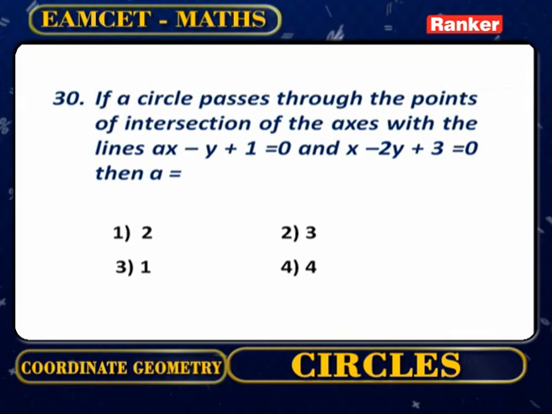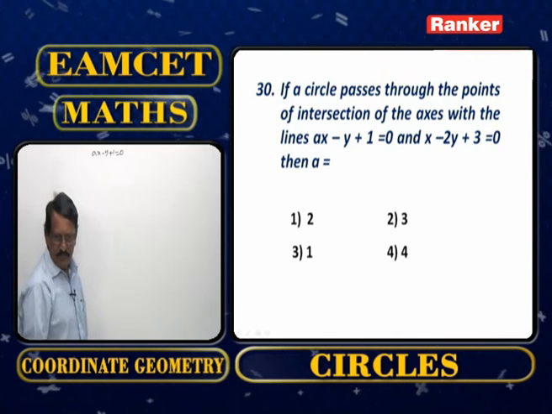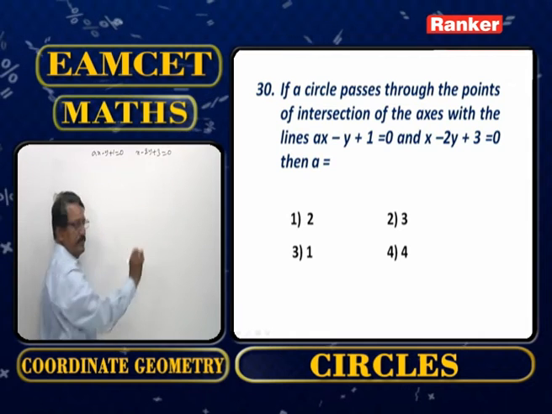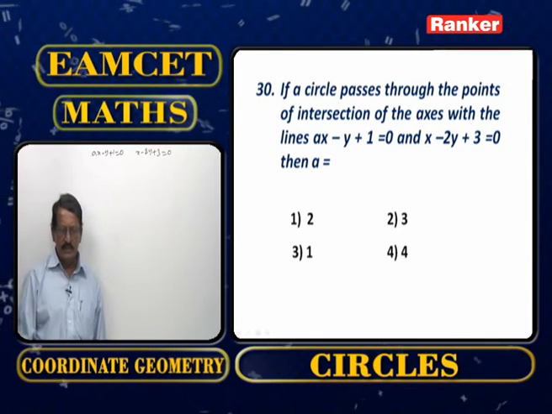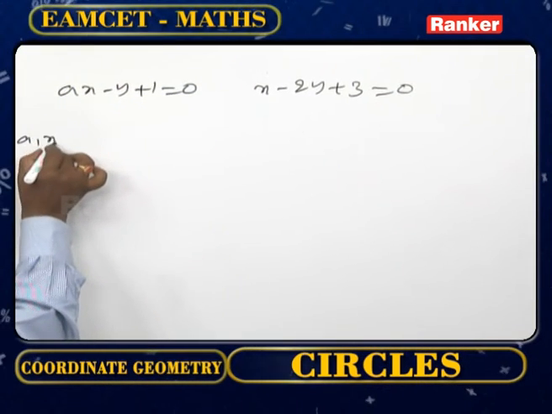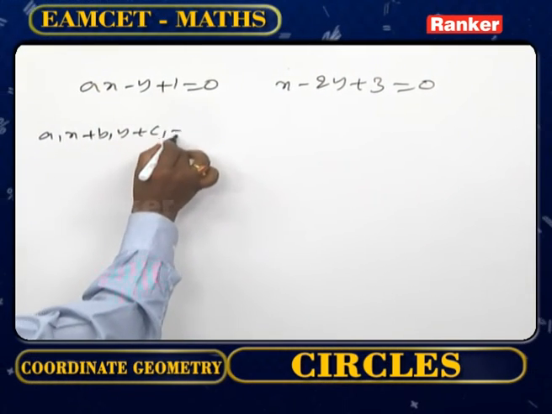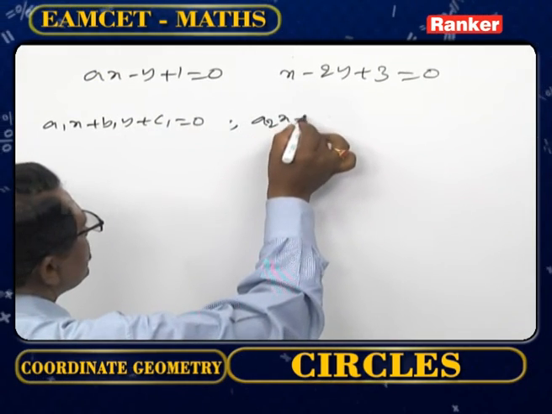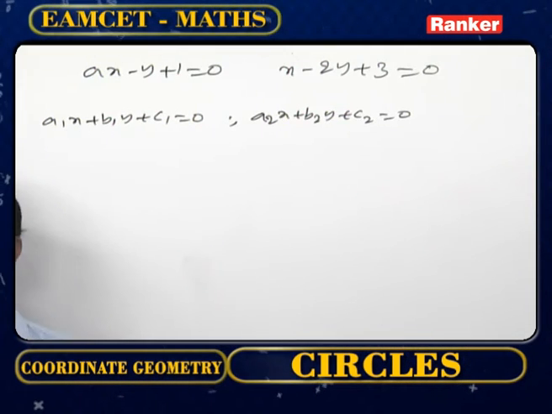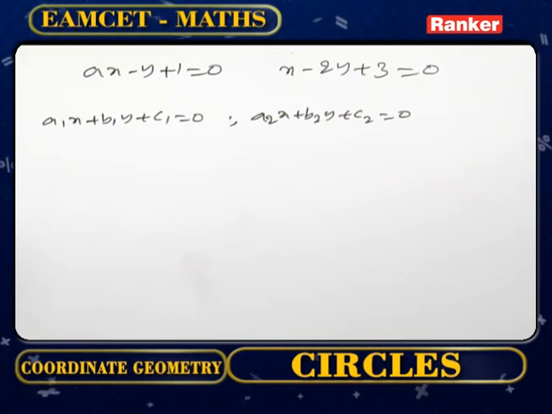If a circle passes through the points of intersection of the axis with the lines ax minus 5y plus 1 equals to 0 and x minus 2y plus 3 equals to 0, then a equals to? Suppose the two lines are a1x plus b1y plus c1 equals to 0 and a2x plus b2y plus c2 equals to 0. Now these lines intersect the coordinate axis in 4 concyclic points, we require the condition.